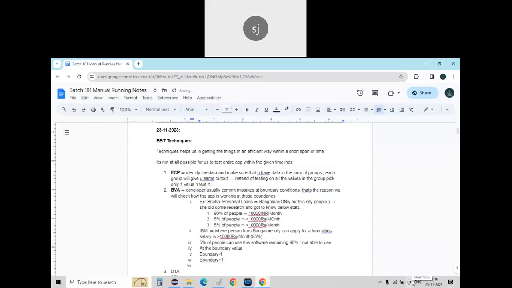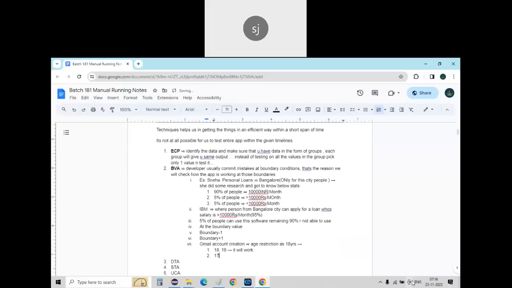So let me give you another example, guys. For Gmail account creation, they have given an age restriction of 18 years. So how is this going to work with boundary conditions? You can check at 18 years, at 17 years, and at 19 years. At 18 and 19, it will work. For 17 years, whenever people enter it, it won't work. That's the ultimate point which you need to consider, guys.